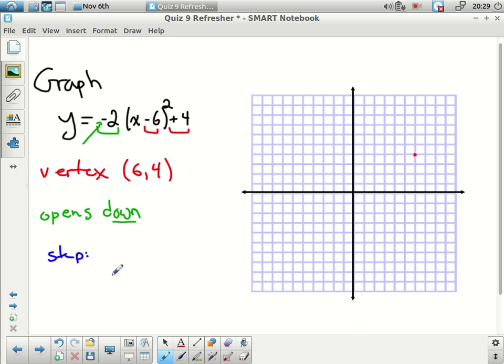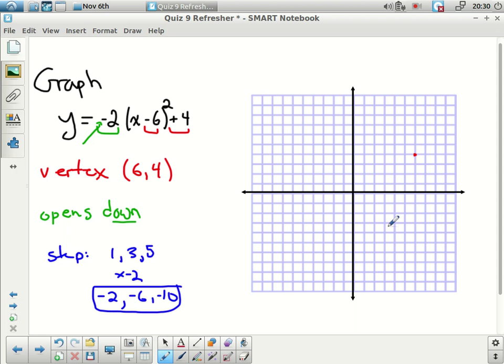So recall from last week, the basic step is always 1, 3, and 5. That was for a plain parabola, just x squared. Because I have the negative 2 in front, I multiply all of these things by negative 2. So 1 times negative 2 is negative 2. 3 times negative 2 is negative 6. 5 times negative 2 is negative 10. So this is the step pattern of my parabola.